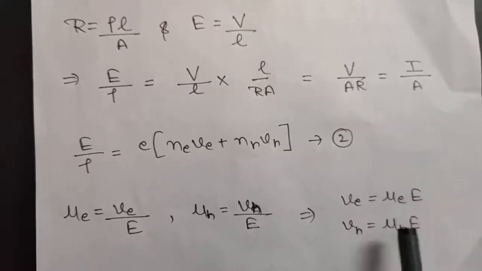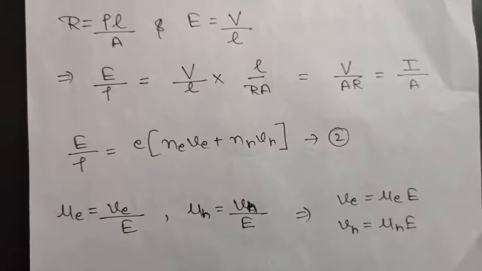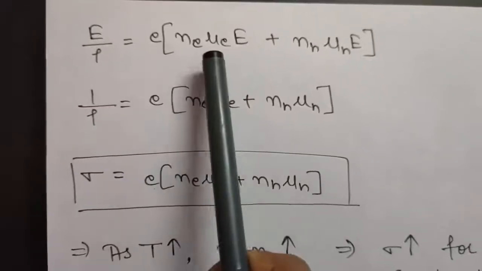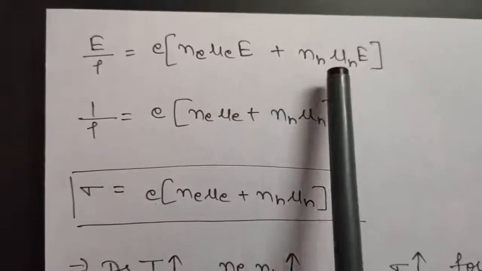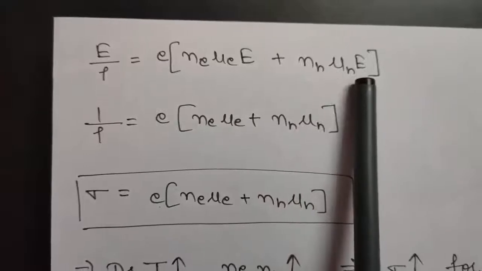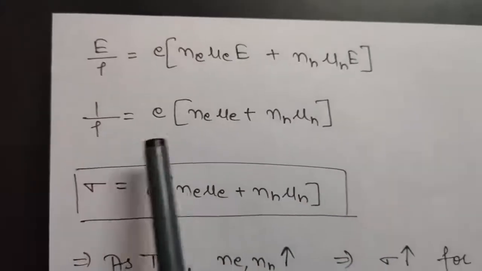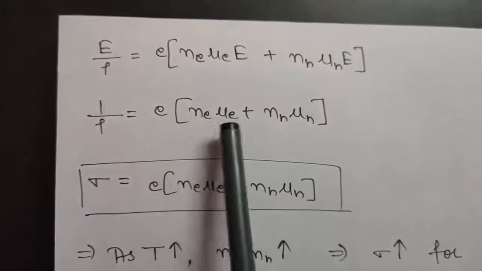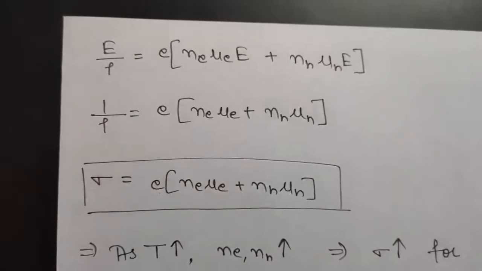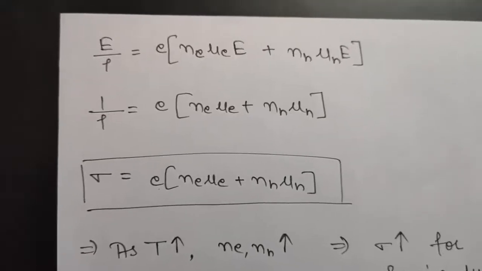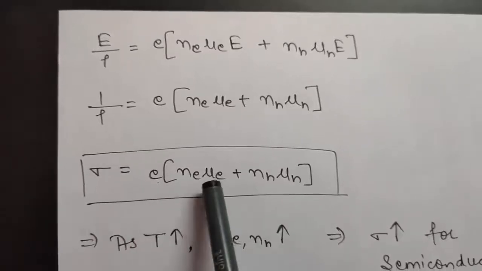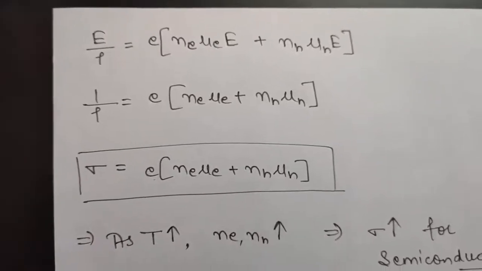Put both these values in equation number second. So now that will become E by rho is equal to e into (Ne mu e E plus Nh mu h E). Again, as you can see, E will cancel out from the right hand side and left hand side. So it will become 1 by rho is equal to e into (Ne mu e plus Nh mu h). Now 1 by rho, that is inverse of resistivity, is nothing but conductivity. So this equation becomes conductivity, which is e into (Ne mu e plus Nh mu h).